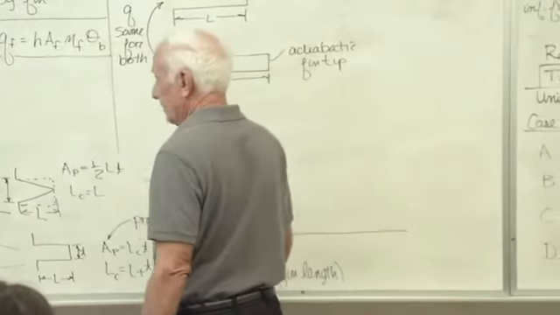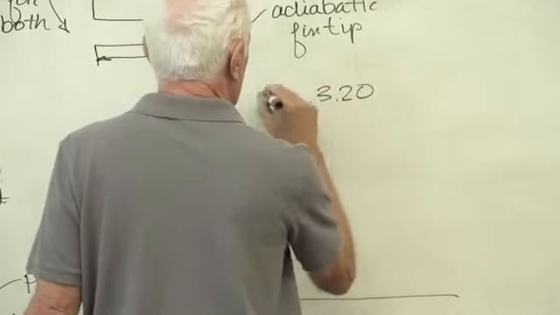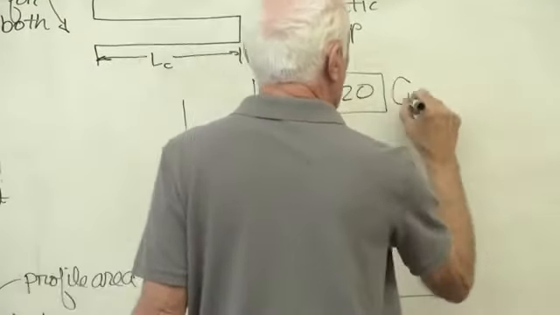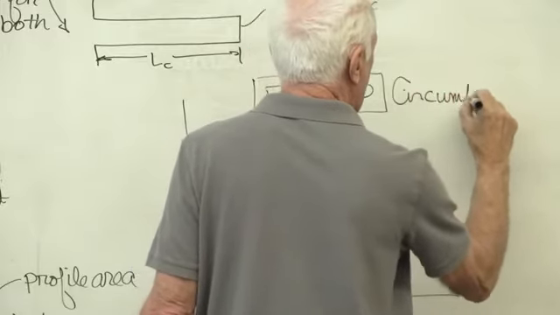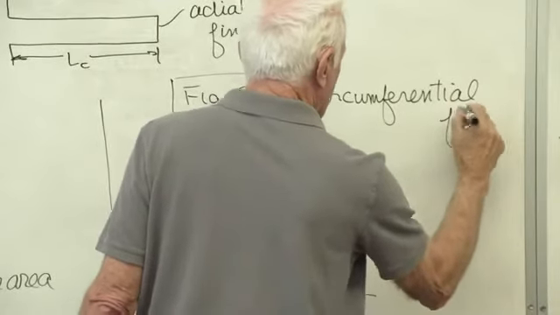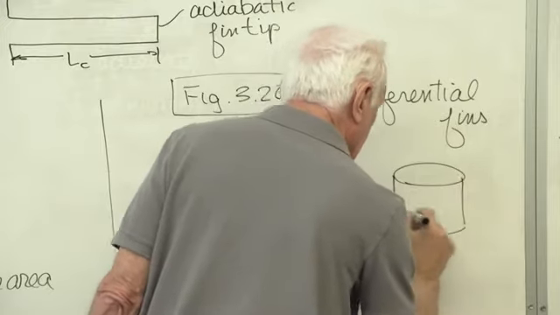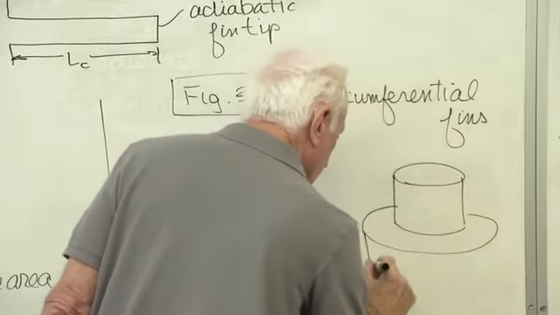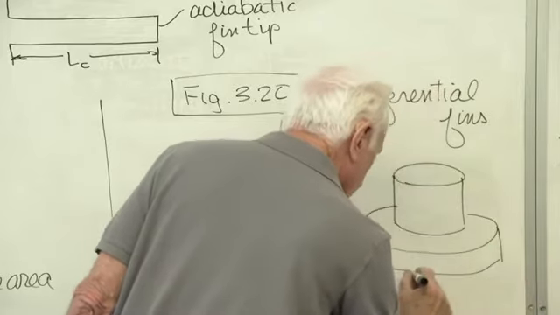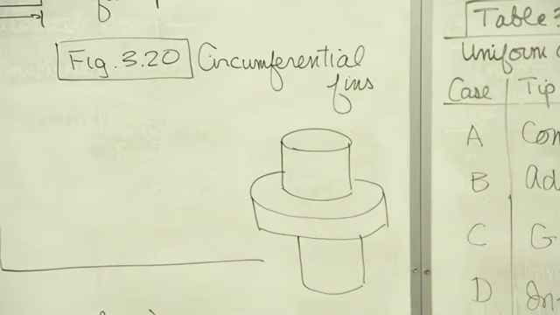Okay, now, besides this guy, we have another one. This is figure 3-20, circumferential fins. They look something like this. There's a circumferential fin, like maybe the fins on a motorcycle engine or on the cylinder. Yeah, looks like that.